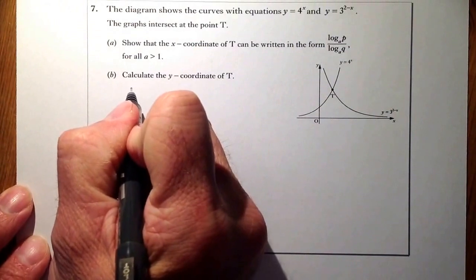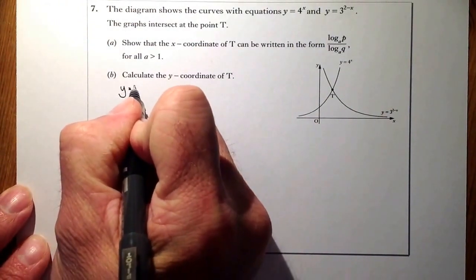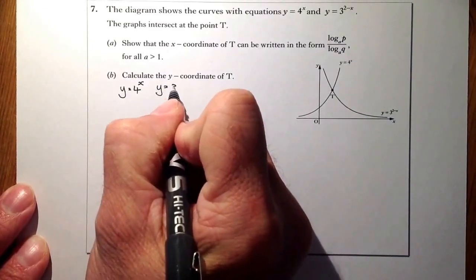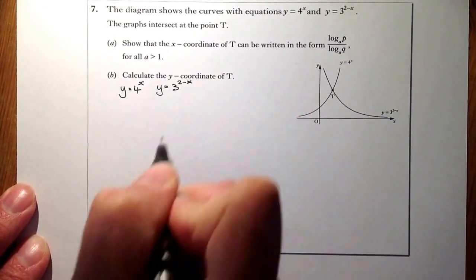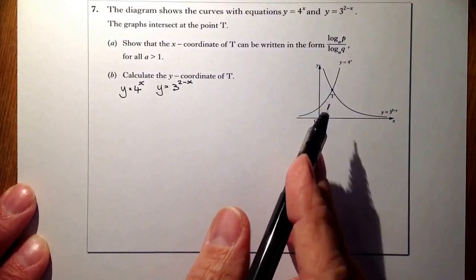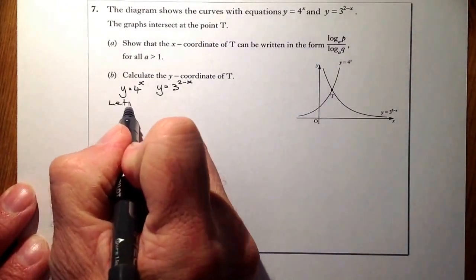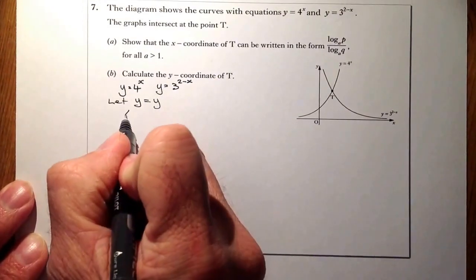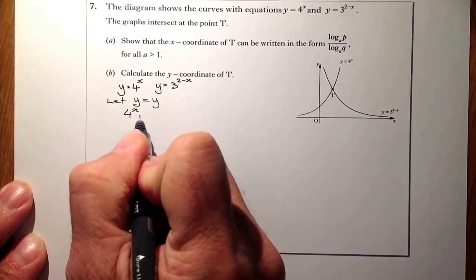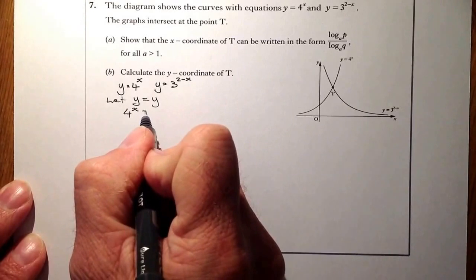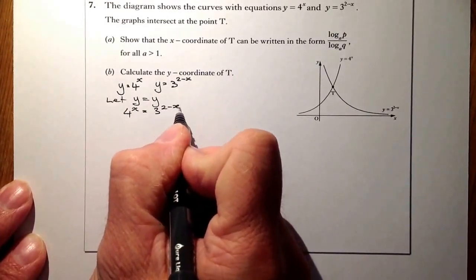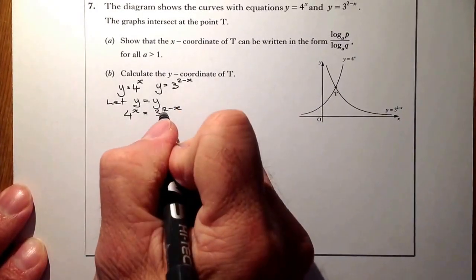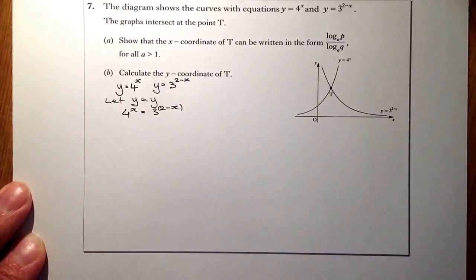So let's write down the formula first. y is equal to 4 to the power of x and y is equal to 3 to the power of 2 minus x. For this, I'm going to let y equal y. So I'm going to substitute in: 4 to the power of x is equal to 3 to the power of 2 minus x. That's the first step that I'm going to take here. Just going to put that into a wee bracket there.